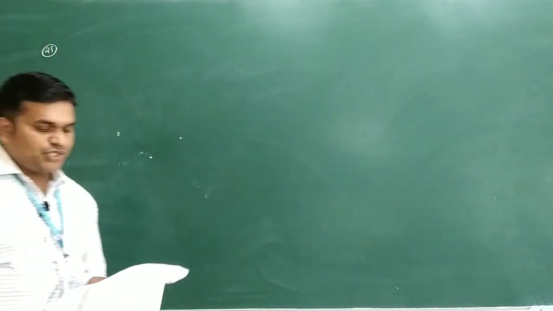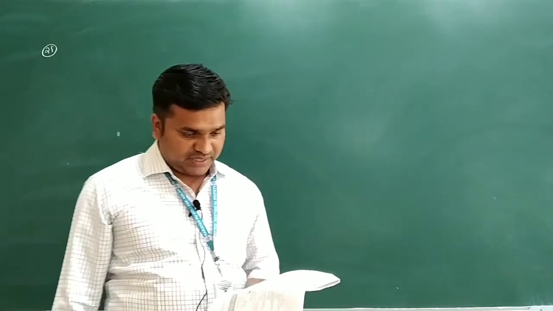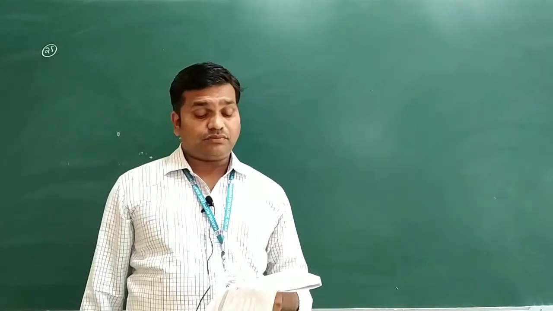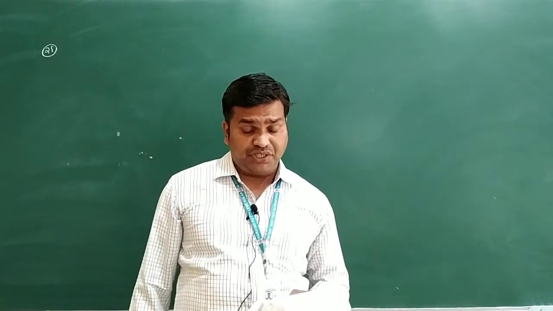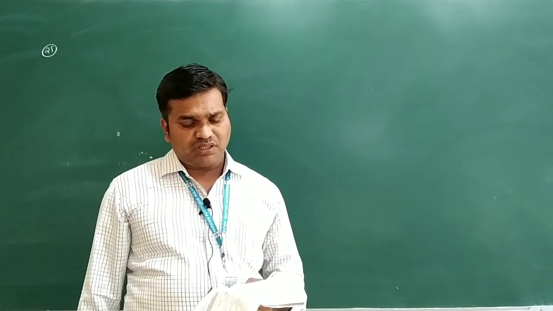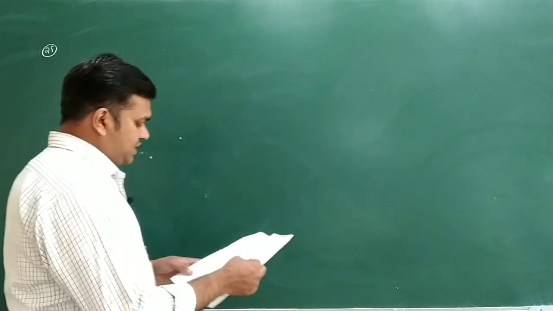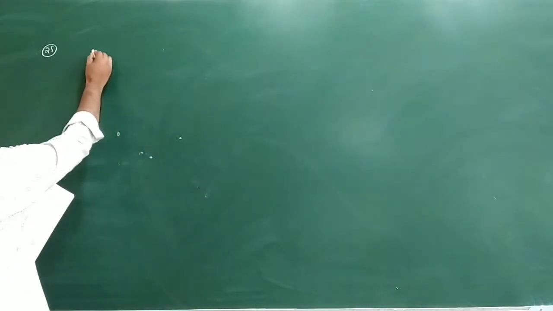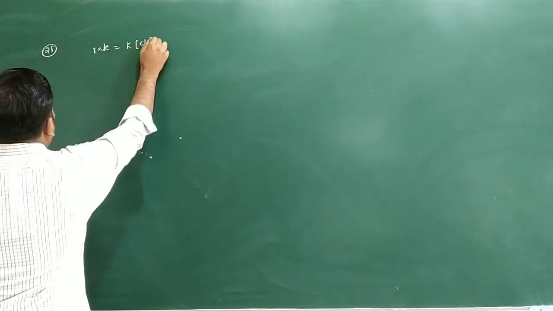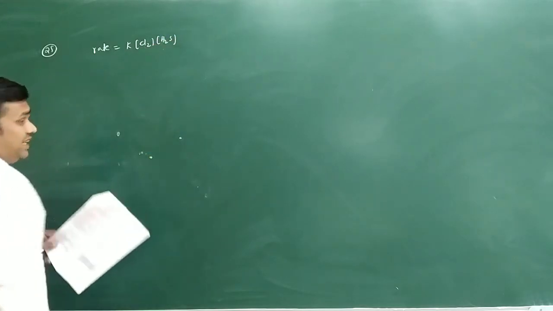Question 25: Consider the reaction Cl2 + H2S gives S + 2H+ + 2Cl-. The rate equation is given as K = [Cl2][H2S]. Which of the mechanisms are consistent with this rate equation? First I will write the rate equation. Rate is equal to K into concentration of Cl2 into concentration of H2S. This is the rate expression.